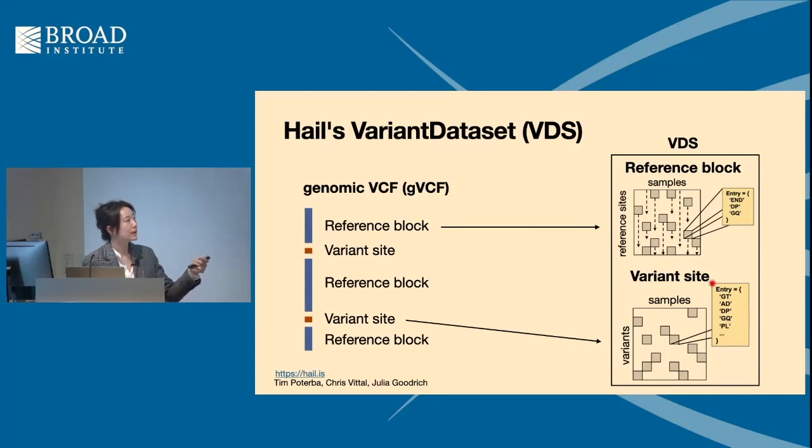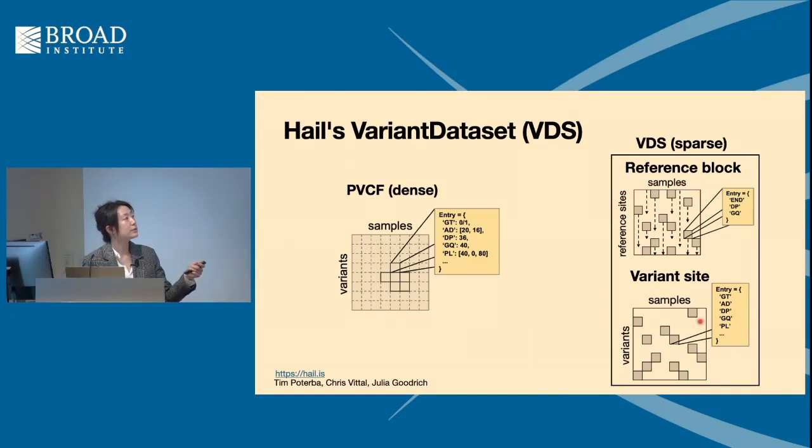Both of these types get directly translated into a VDS. So a variant dataset has 2 matrices within it, one reflecting all of the reference information and one reflecting all of the variant information. These matrices are sparse. So to show you what I mean, on the left side is a project VCF, and this is a dense matrix. Every box is colored in. But you'll see on the VDS, in the variant sites, for example, samples only have information at loci where they have non-reference calls. So you'll see that only this box in this first row, for example, is colored in.